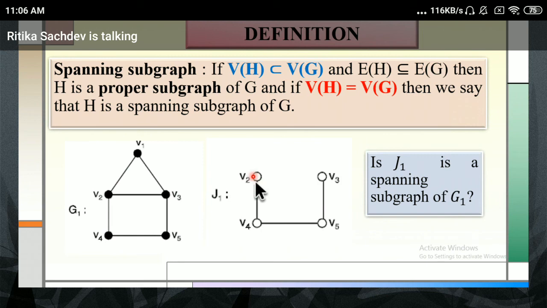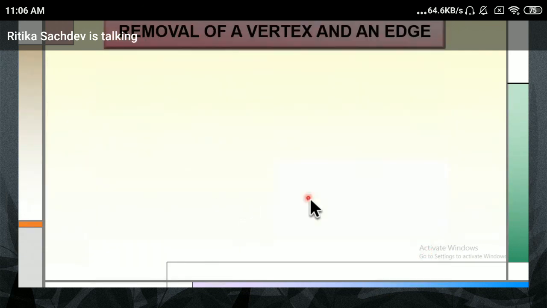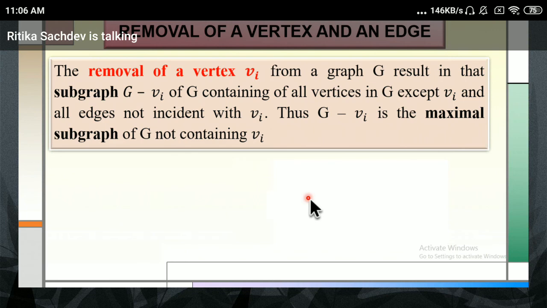So I will have V2, V3, V4, and V5. All of them are connected. That will become the graph G minus V1. And we also call G minus Vi the maximal subgraph of G not containing Vi. Why are we calling it a maximal subgraph? Because we are considering all the remaining vertices and all the remaining edges. There is no possibility of leaving any vertex or any edge.